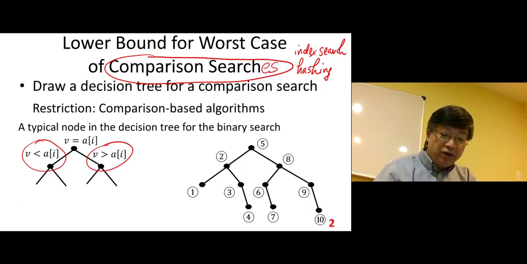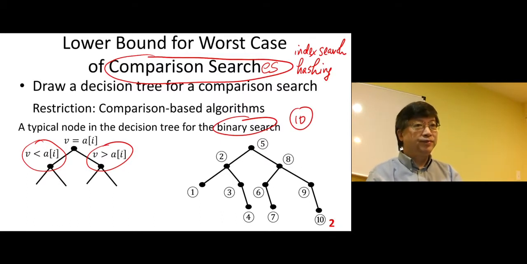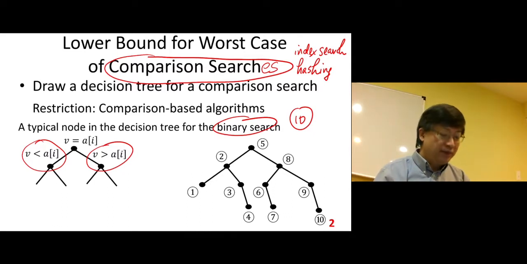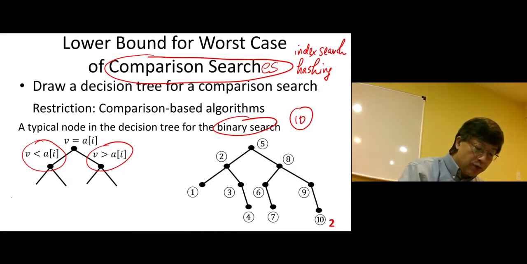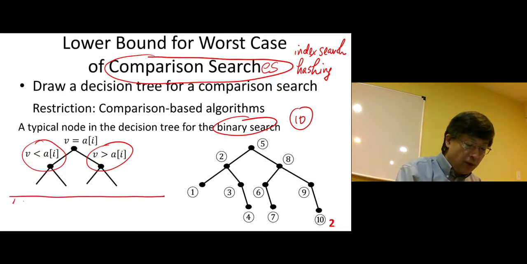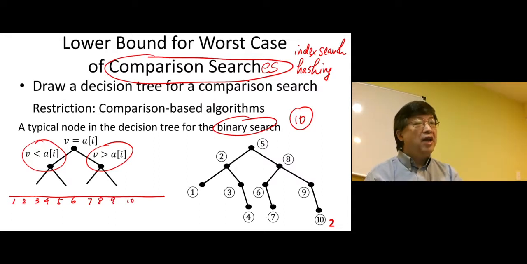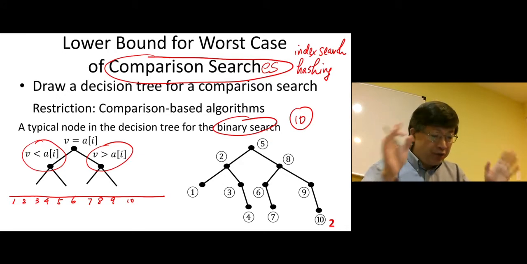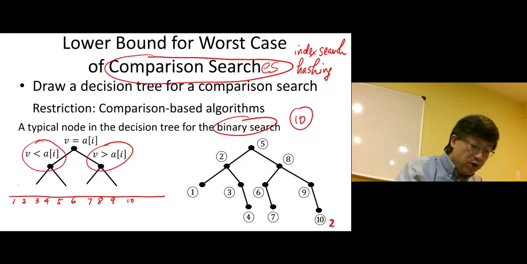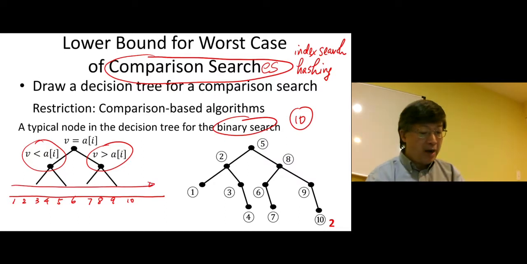Here, I give you an example, the decision tree example for the binary search for 10 elements. It looks like this. How do you get that? It's very simple, so let me show you. Suppose we have an array with 10 elements: 1, 2, 3, 4, 5, 6, 7, 8, 9, 10. Now let's apply the standard binary search on this 10-element array. We assume it is already sorted, so we can do the binary search.